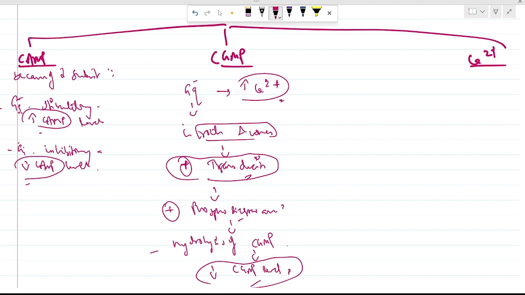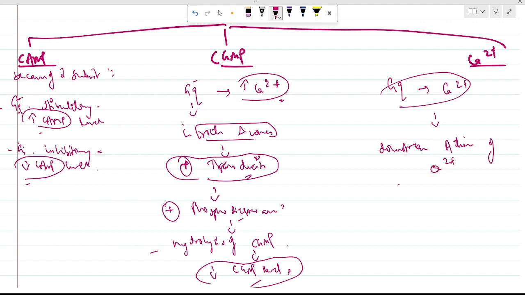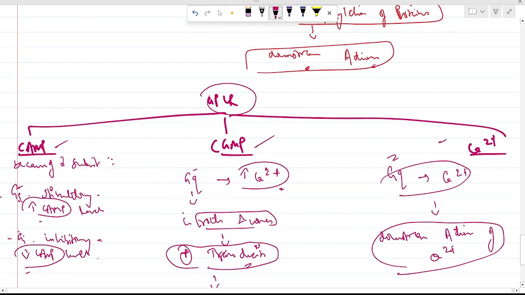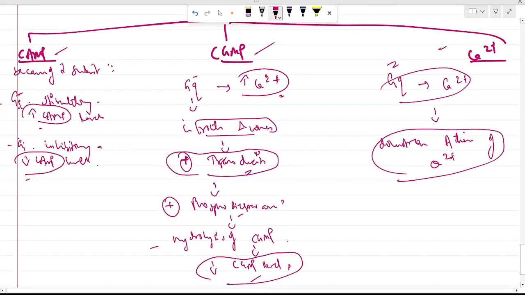This calcium also acts through the Gq subunit. This Gq subunit eventually increases the calcium levels, which further leads to the downstream actions of calcium. We have seen this cAMP, cGMP and calcium, how GPCR acts through these three types of second messenger system.